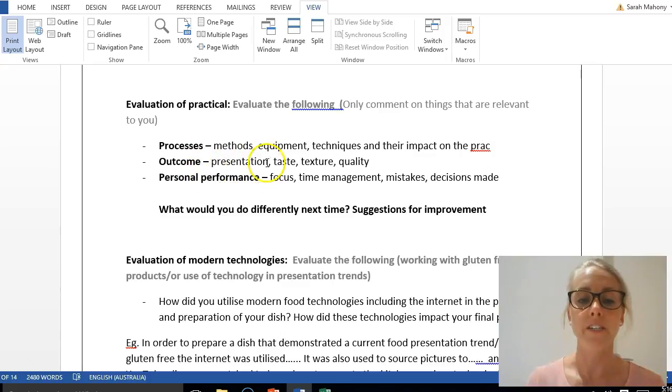One thing you do definitely need to do is talk about the outcome. So your presentation, describe it like the person reading this has not seen it. What plate, where was the food positioned? Did it have height, colour? What were the textures, flavours? However, remember, descriptive and dense.